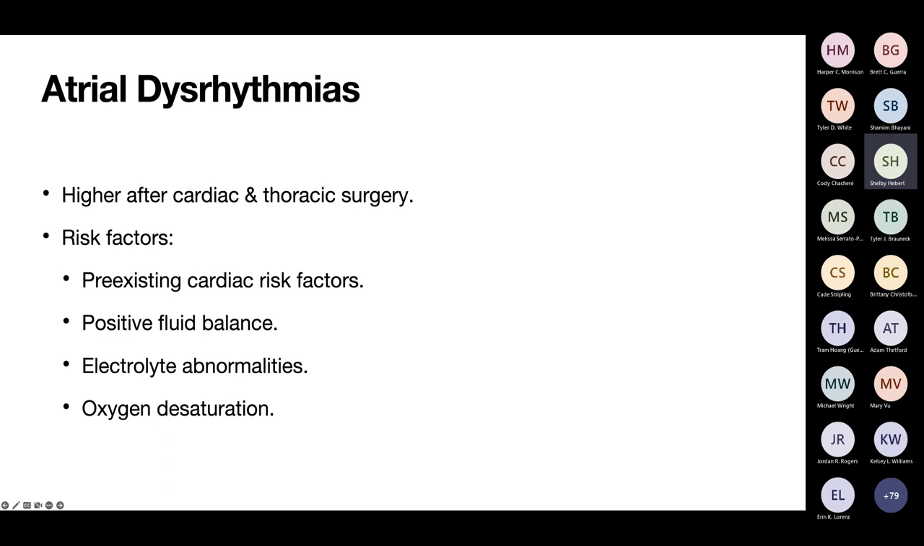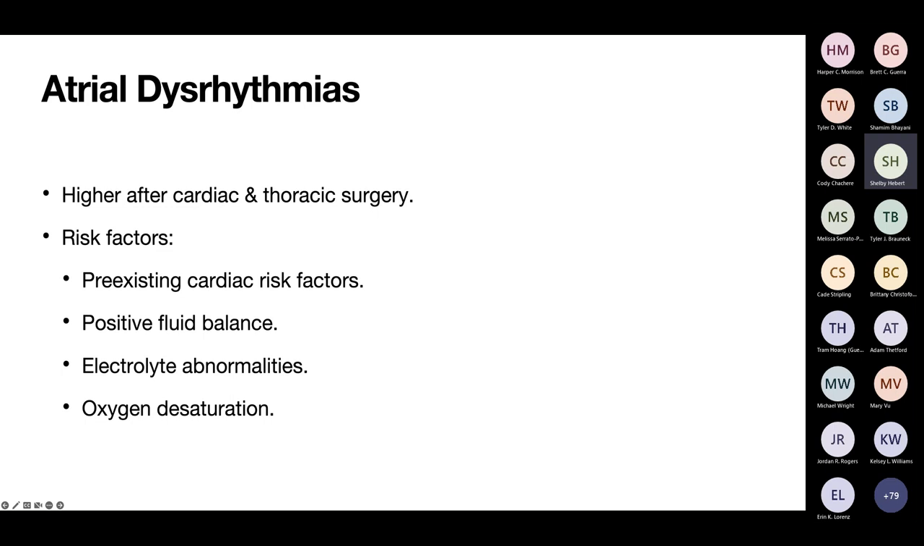You may see that your patient develops atrial dysrhythmias. Usually these are going to be due to cardiac and thoracic surgery. Primary risk factors for this, existing cardiac disease or existing cardiac risk factors. If somebody goes in and out of AFib or A-flutter on a regular basis, it's not really a surprise if we put them under anesthesia and cut on their chest and it happens again. Patients that are excessively fluid balanced may have problems. Electrolyte abnormalities may lead to this.